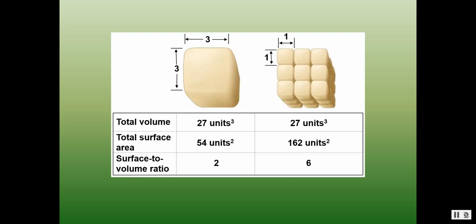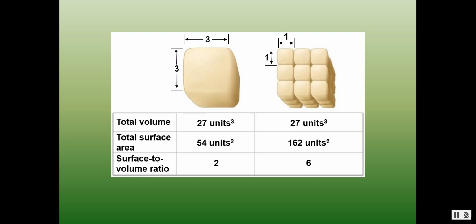So if you look at the big cell on the left, it's 3 by 3. Let's say that's 3 centimeters. 3 by 3 centimeters. That means its total volume is 27 centimeters. If we have the nucleus or something in the very middle of that cell, it's going to take a long time for the nutrients to go from the outside all the way to the middle.